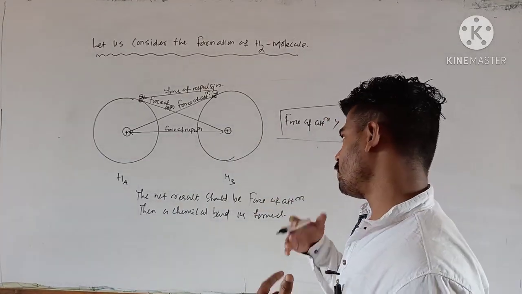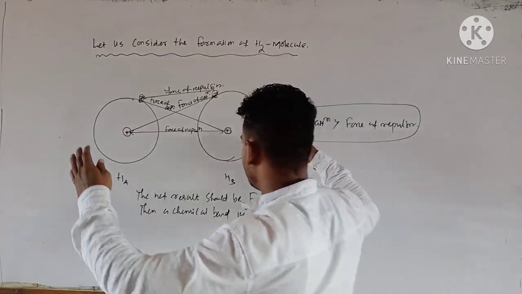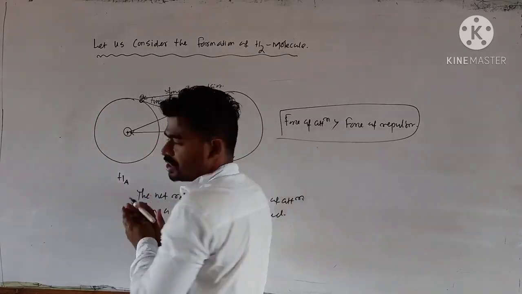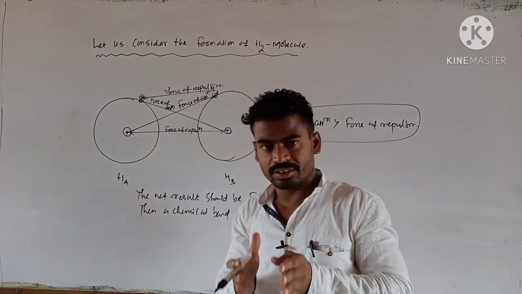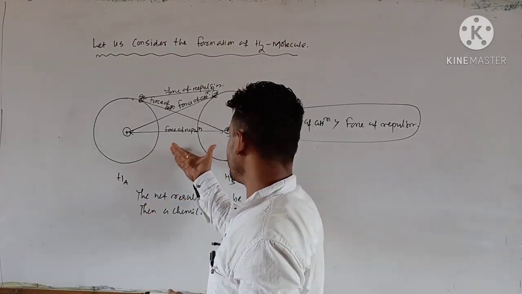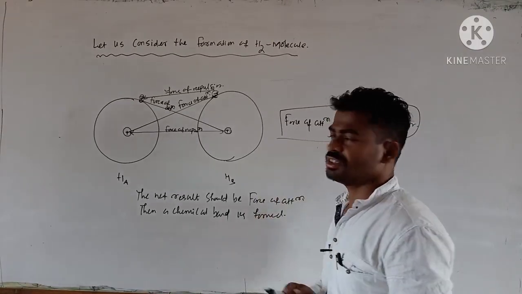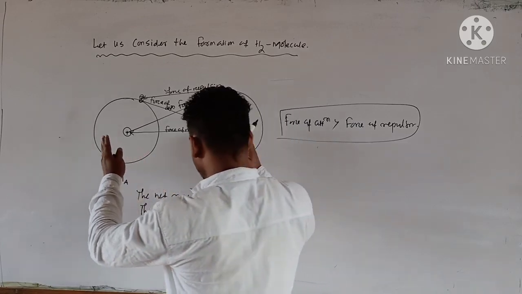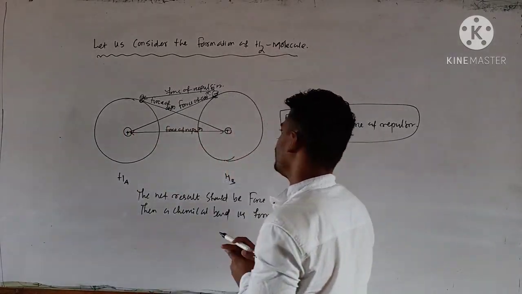Okay, so once the force of repulsion predominates, if you forcibly bring these two atoms closer to each other, then what happens? Due to the shortest distance, the repulsion force predominates over the attractive force. At that moment, no chemical bond formation is possible. So it occurs at a certain closest distance, and that distance is called your bond length.